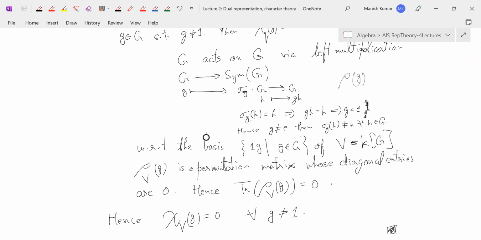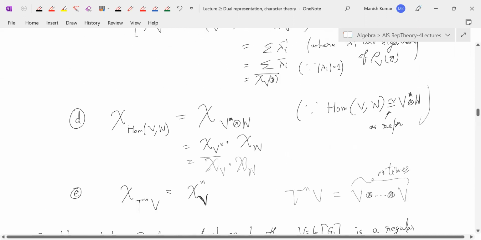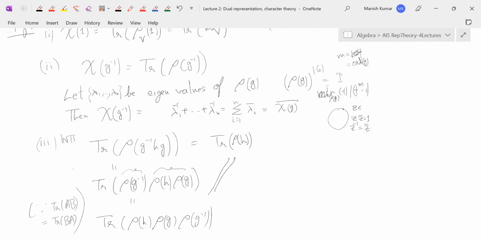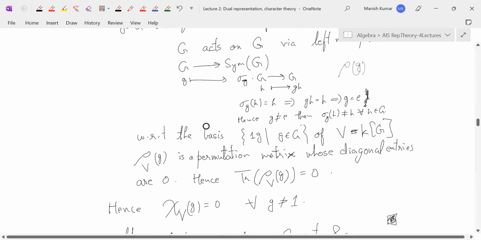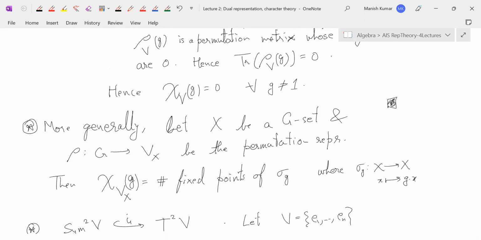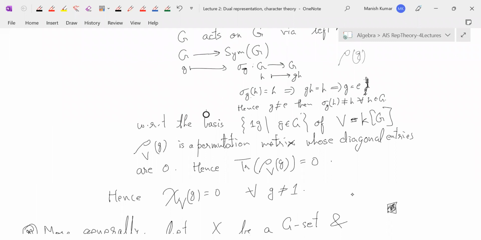So that tells you that all the diagonal entries are zero. Sir, what about rho V E? Yes, rho V E is the identity. When G is identity, rho V E is the identity matrix, which we have already computed. So the trace is the dimension of the vector space, which is the same as the size of G. That is true for every representation. We saw this formula a little while ago. Chi of the identity matrix is just the dimension of the vector space. Is that clear now? Yes, sir. Okay, good.